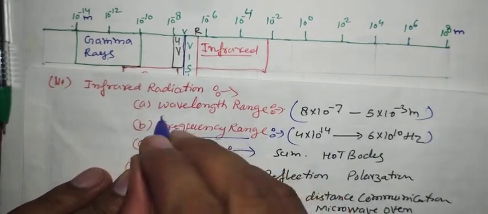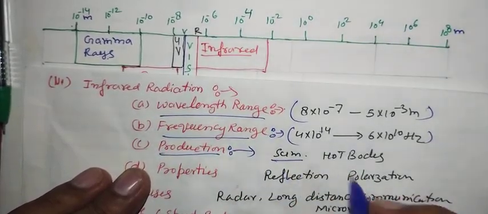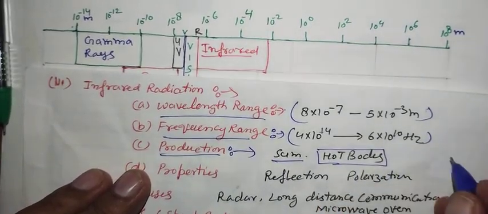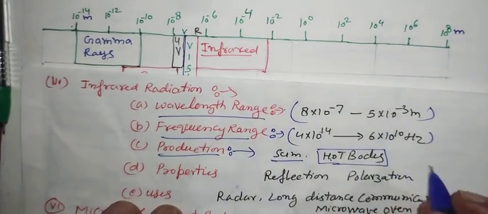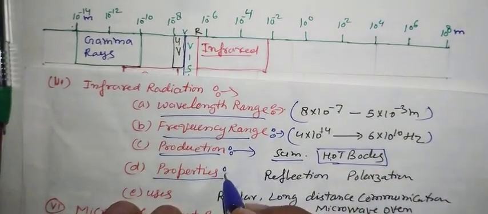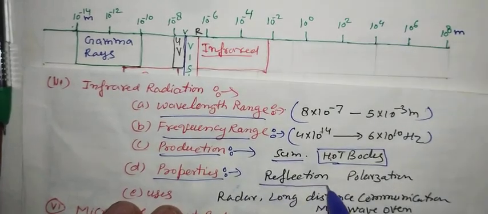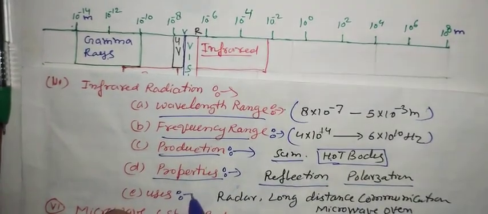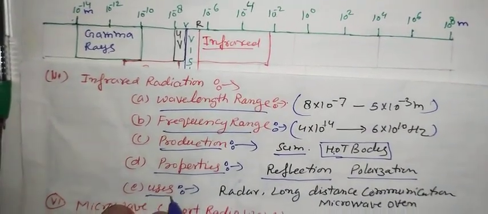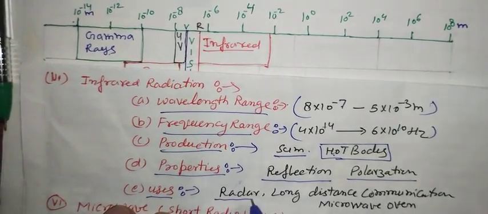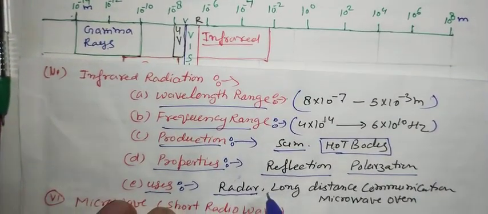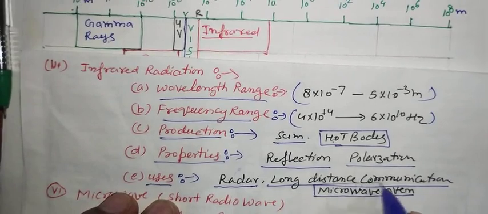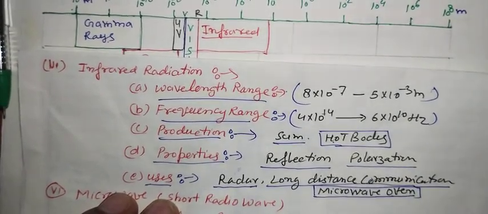Production: natural source is the sun. Infrared radiation, also known as heat radiation, is emitted by hot bodies. Some properties are similar to light; reflection and polarization phenomena can be obtained by it. It is used in radar for communication purposes, long distance communication, and microwave ovens. Since it is heat radiation, it is used to heat objects.